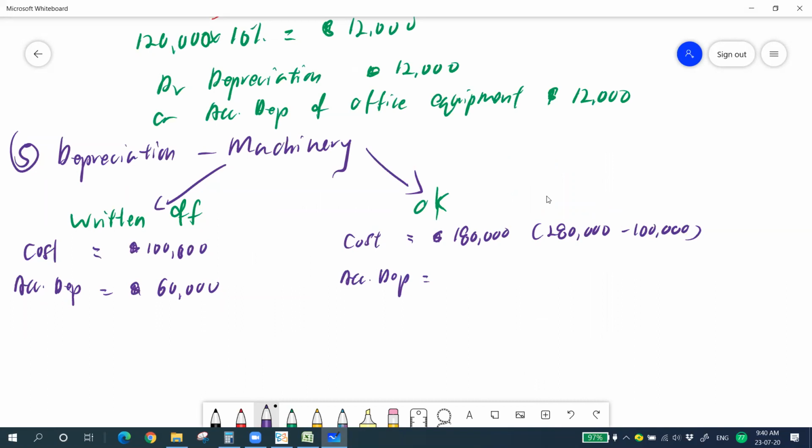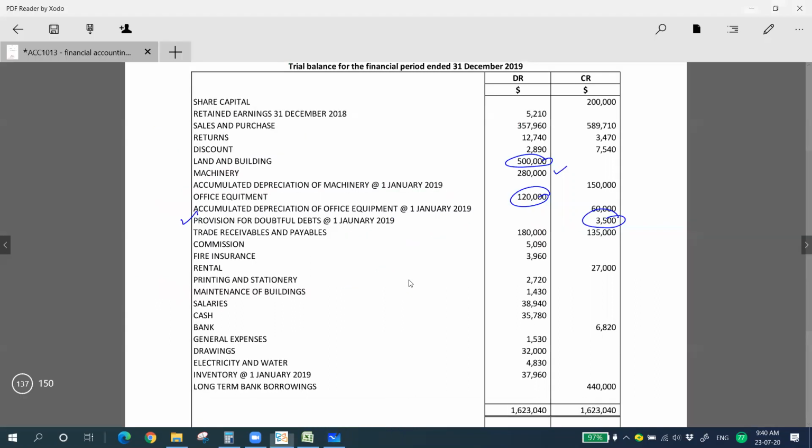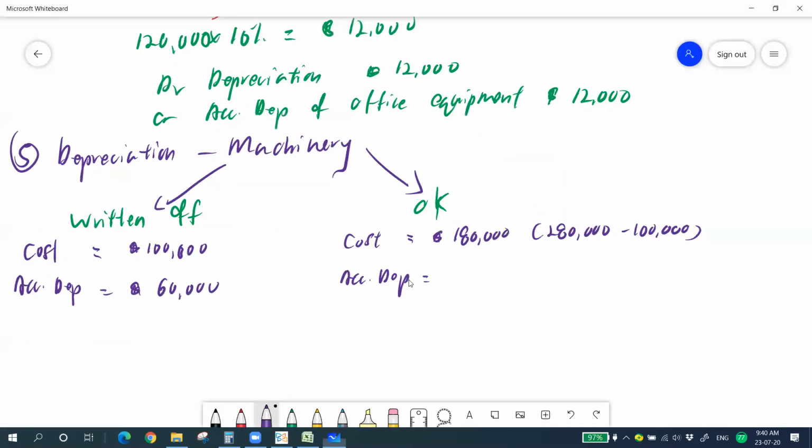So how about accumulated depreciation? The total accumulated depreciation is how much? Sorry, I referred to the wrong one, this one, 150,000. Alright, so I use 150,000 minus 60,000. I get the value of 90,000. So first you split the value of your machinery that is going to be written off, and what is the normal one.